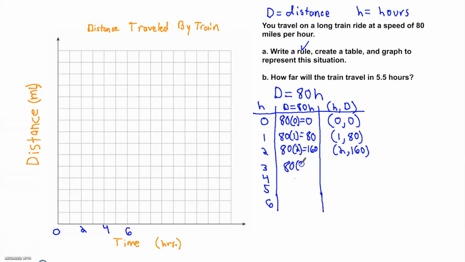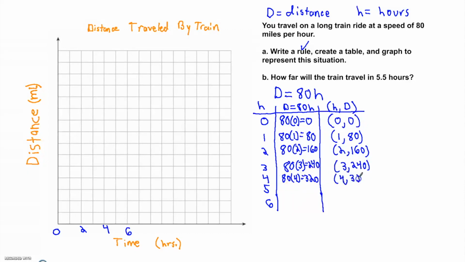We'll do 80 times 3. And that's going to be equal to 240. So that's the point (3 hours, 240 miles). We'll fit in 4 here. 80 times 4. That's going to be 320. So that's the point (4, 320).